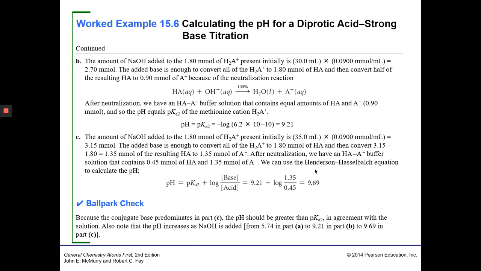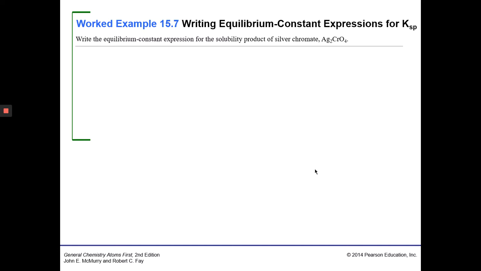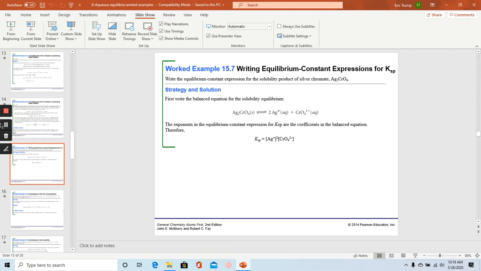Okay, because the conjugate base predominates in part C, the pH should be greater than pKa2 in agreement with the solution. Also note that the pH increases as the NaOH is added. Right, I'm going to stop at this point, and in the next lesson we'll look at KSP calculations.